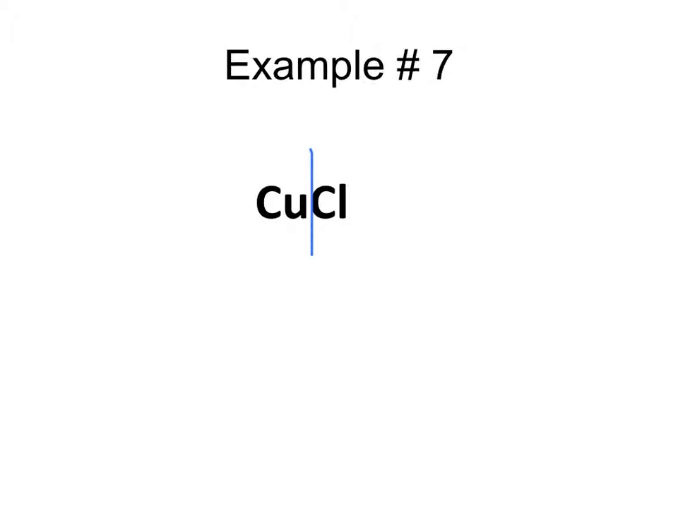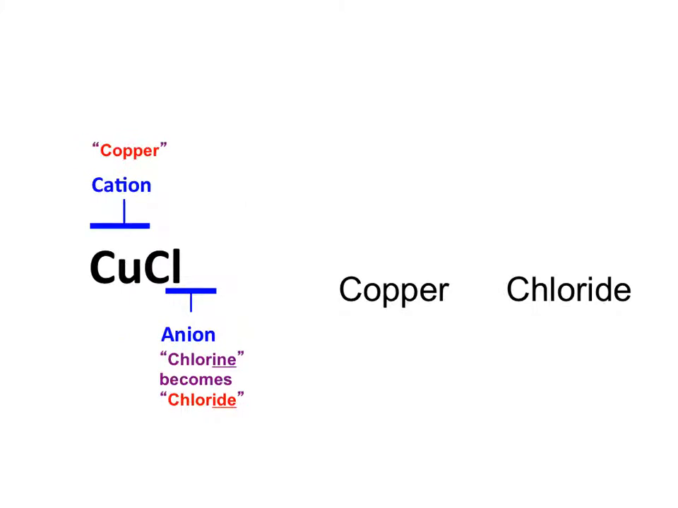I'm going to go ahead and draw a line to cut it in half. I know that this is my metal and this is my nonmetal. What I want you to also know is that this is a type 2 metal. It is a transition metal. So we will name Cu with its regular element name, which is copper, and the single nonmetal, which is chlorine, will become chloride.